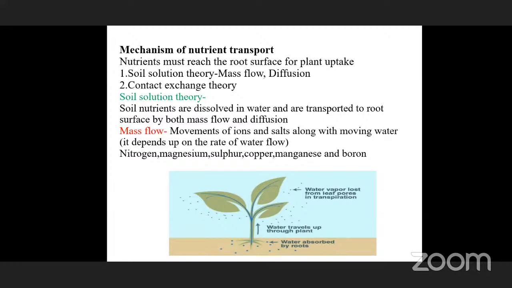You can see in this image, water is absorbed by the roots, then it travels up through the plant, then it gets lost from the leaf pores in transpiration. Along with the water, the nutrients also come with it. So it is movement of ions and salts along with moving water. The more water comes, the more nutrients come with it. That is mass flow. Examples: nitrogen, magnesium, sulfur, copper, manganese, and boron. They are mostly transferred by mass flow. It also depends upon the rate of water flow.